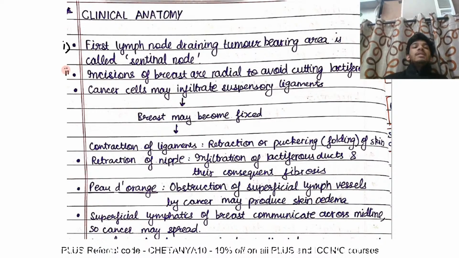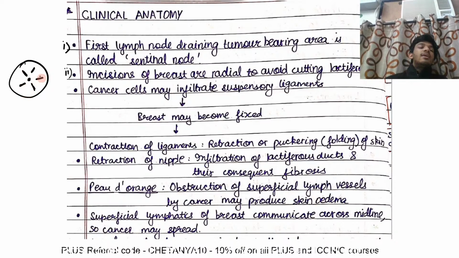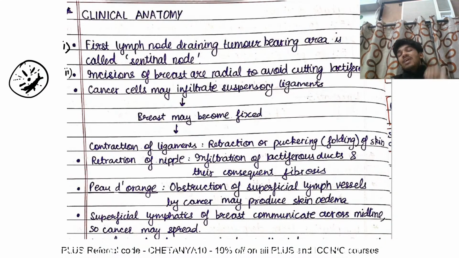Second, breast incisions are made radially. So if you make an incision on the breast, you will make it radially, that is along the radial margin. Why is that done? To avoid cutting the lactiferous ducts. These are the lactiferous ducts running, and you will make a radial incision. If you make an incision across, you will be cutting a lot of lactiferous ducts. Otherwise, with a radial incision, at most you will be damaging only a single lactiferous duct.